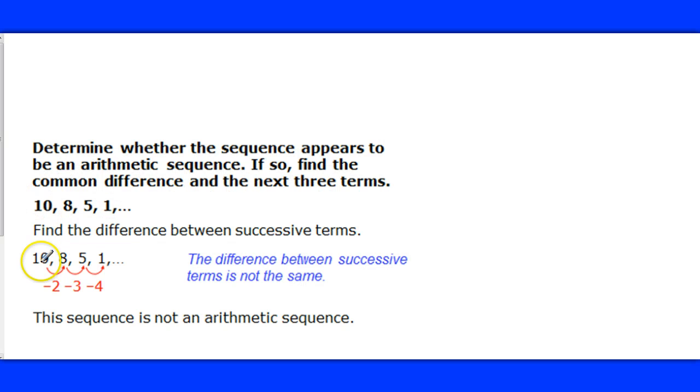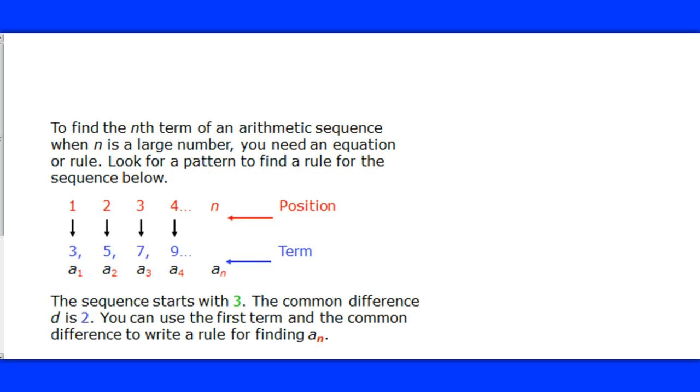This one, take a look at this. From 10 to 8 is minus 2. From 8 to 5 is minus 3. From 5 to 1 is minus 4. This one is not an arithmetic sequence because there is not a common difference. These have to all be the same.